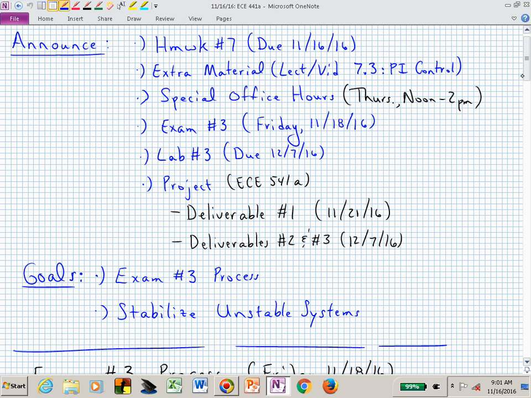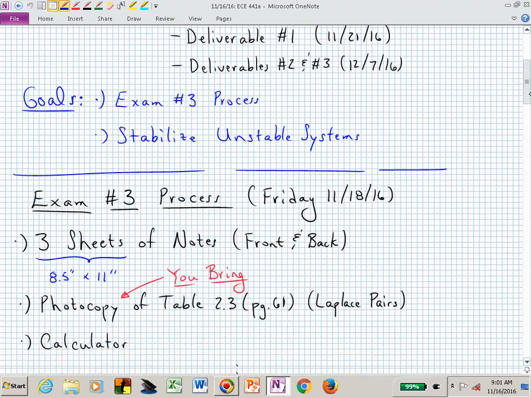Today I want to just repeat the process for our exams, and in particular exam number 3. It's changed a little bit. You can now bring in a little bit more hardware and one more sheet of notes, essentially. And then we'll talk about stabilizing unstable systems.